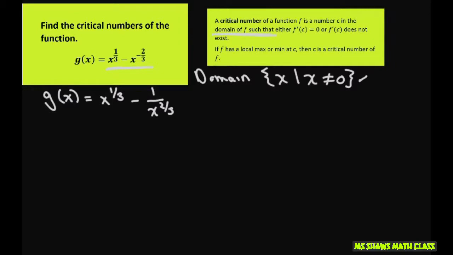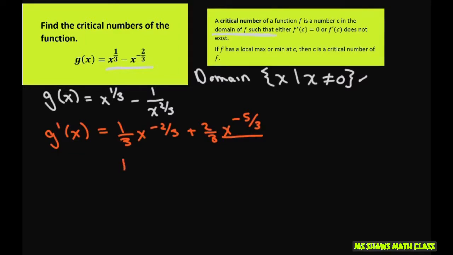So what we're going to do is take g prime of x, and that's going to give you 1/3 x to the negative 2/3 plus 2/3 x to the negative 5/3. Well, that's not going to help us unless we do some factoring here. So what I'm going to factor is I'm going to factor out 1/3 x to the negative 5/3.